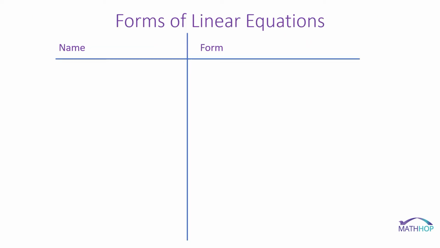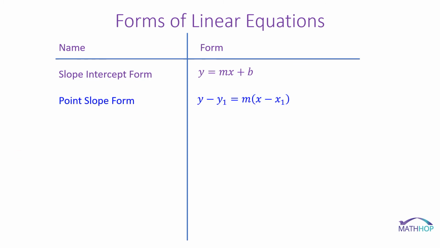So let's go over all the forms we've learned. Slope-intercept, remember that's y equals mx plus b. That's where the slope and the y-intercept are very easily identified. We have point-slope form. That's just rearranging the slope formula. Really, really easy to use when you're given a point and the slope. And that's y minus y1 equals m times x minus x1.